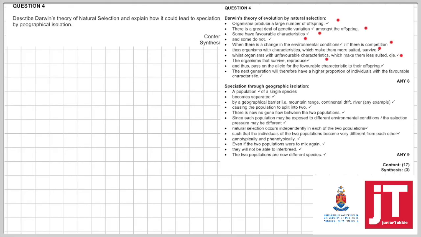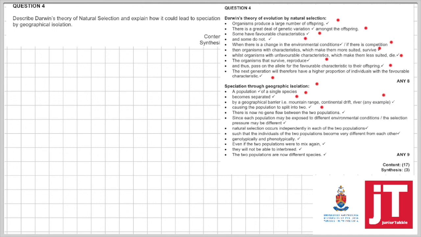The organisms that survive and reproduce pass on the allele for the favorable characteristic to the offspring, and then the next generation will have a higher proportion of individuals with the favorable characteristic. Then, speciation through geographic isolation. A population of a single species becomes separated by a geographical barrier, and then you can give an example of the barrier, causing the population to split in two.